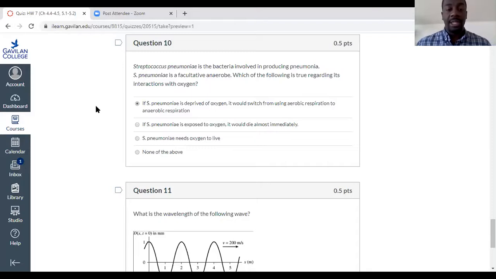Now, if it was B, if something was exposed to oxygen and it would die almost immediately, how would we describe that particular type of bacteria? What would we call it? Aerobic. No.